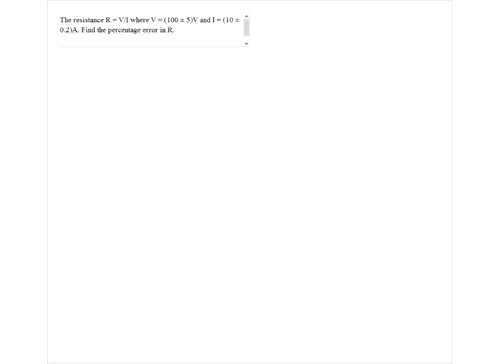Please try this. Relative errors add, and percentage error is nothing but relative error into 100. So percentage errors should also add.